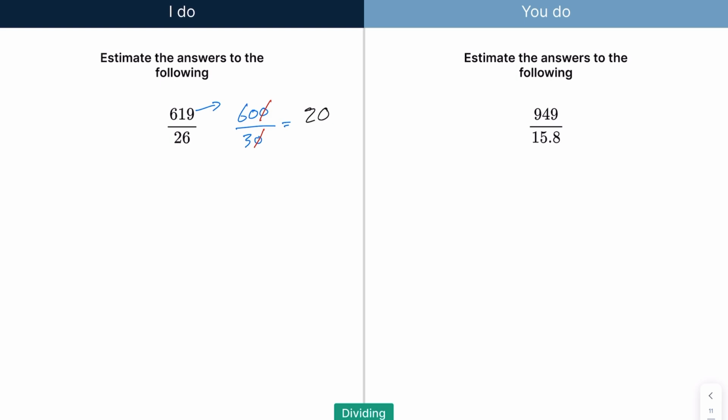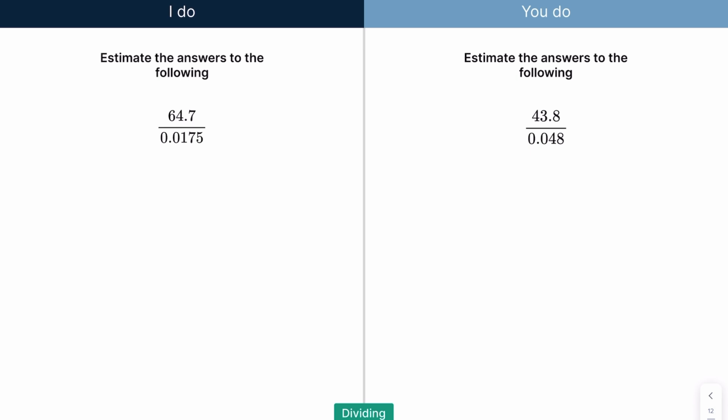So again, hopefully you've pressed pause and had a go at the example on the right. So to one significant figure, this becomes 900. And at the bottom, that becomes 20. Now we can cancel the zeros out because they both go in the 10 times table. And then we're left with, well, actually, what's half of 90? That's just 45.